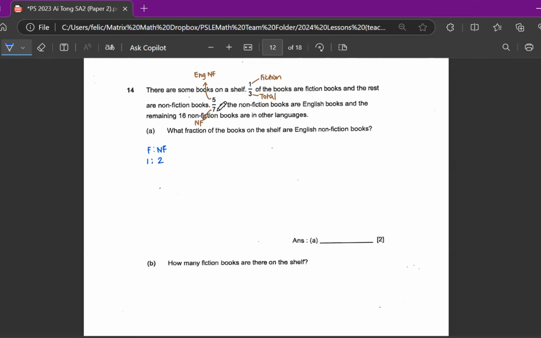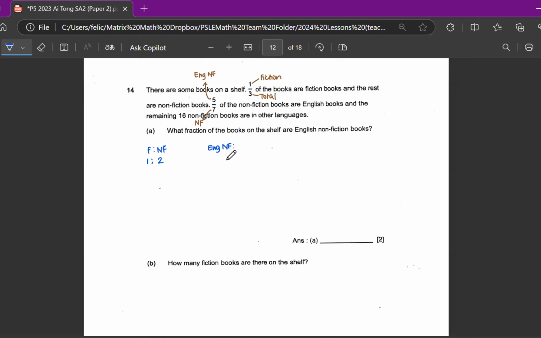Okay, now read on. 5/7 of the non-fiction books are English books. Okay, so this one again, I can also put a title down. English non-fiction versus the NF7. I'll use NF. I will not put other languages.